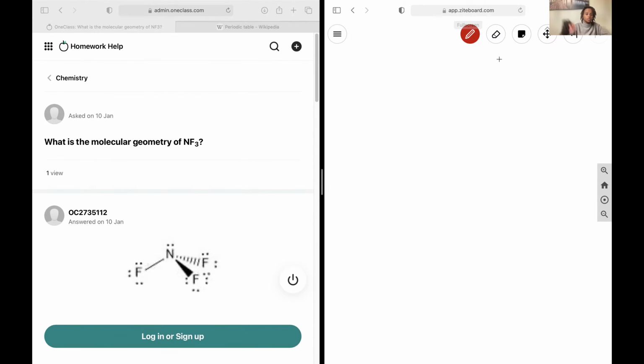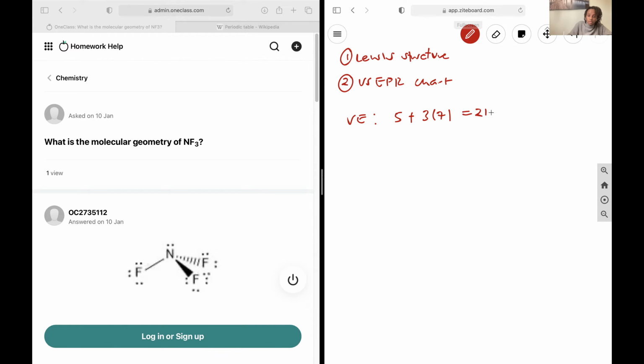Next up, we want to look for the molecular geometry of NF3. To do that, first we need the Lewis structure. And then beyond that, we go to the VSEPR chart in order to find out what the best structure that would minimize the energy of the molecule is. And so for the Lewis structure, I start by counting my valence electrons. So I have 5 from the nitrogen plus 3 by 7 because of the fluorine. This is going to give me 21 plus 5, so I have 26 electrons to work with here.